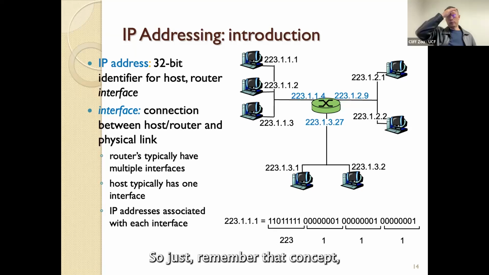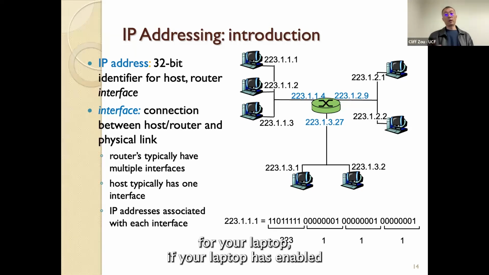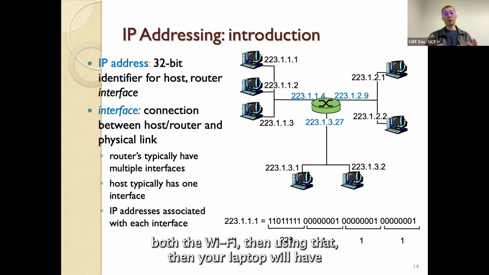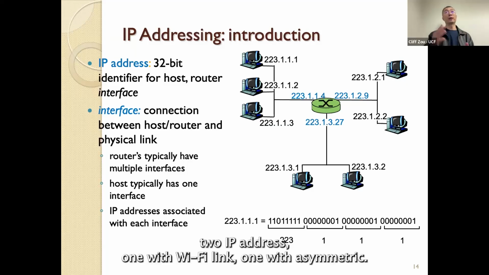So just remember that concept. For your laptop, if both Wi-Fi and Ethernet are enabled, then your laptop will have 2 IP addresses, one for the Wi-Fi link and one for the Ethernet link.